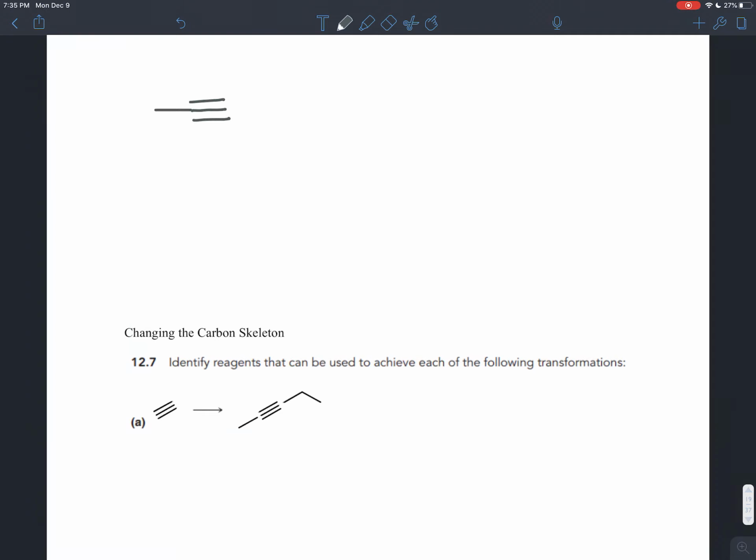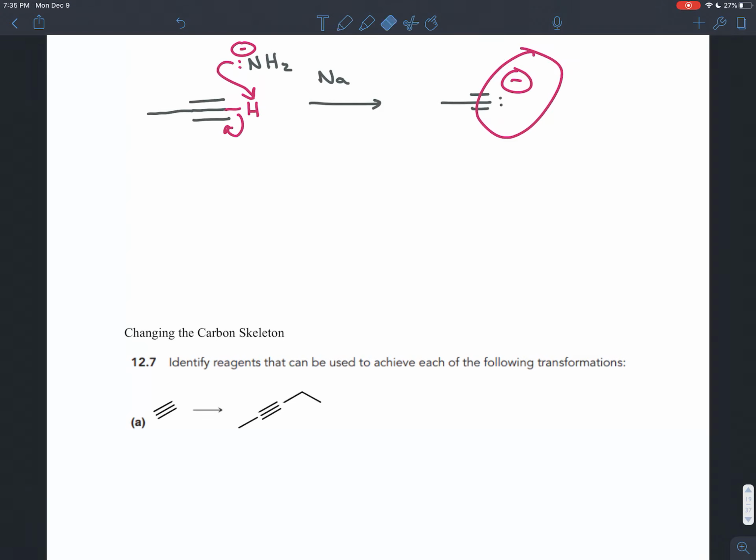If you have a terminal alkyne and you treat it with sodium amide, that strong base, it will turn it into a nucleophile with a full negative charge. There's a hydrogen here, and the amide in sodium amide has a negative charge. It can attack the hydrogen and push the electrons back onto that carbon. That turns that carbon into a nucleophile, giving it a full negative charge.